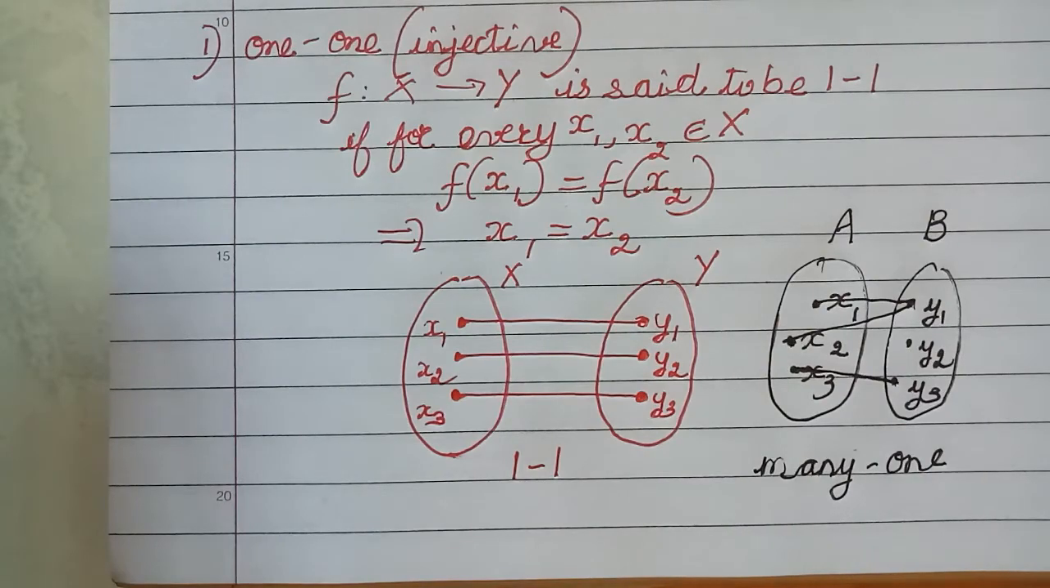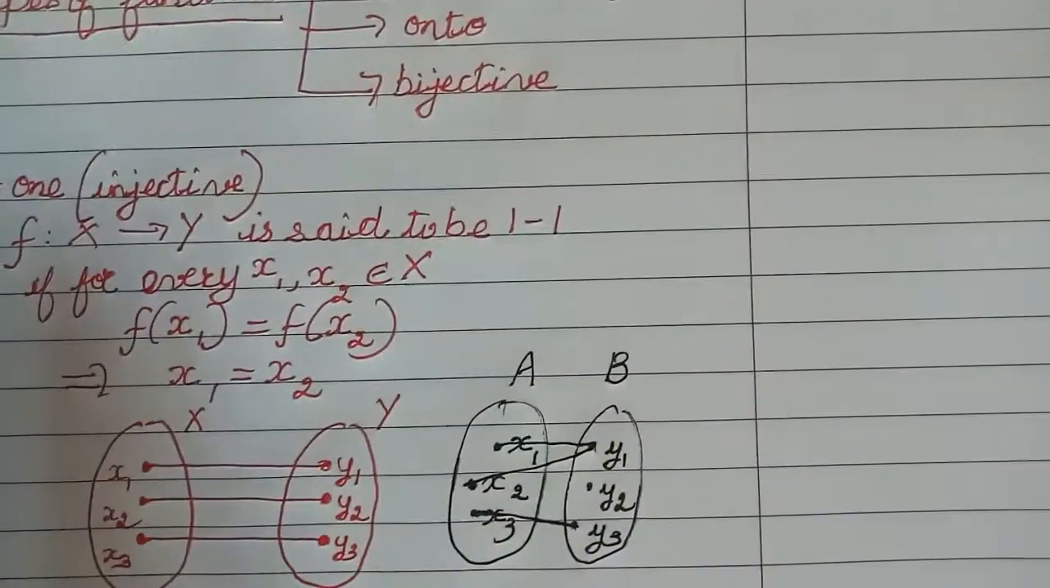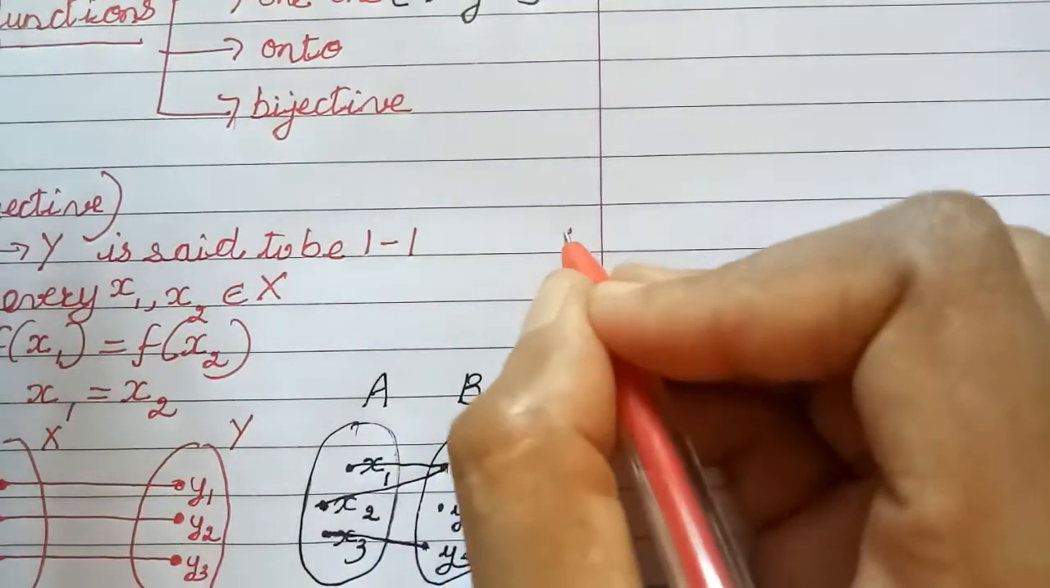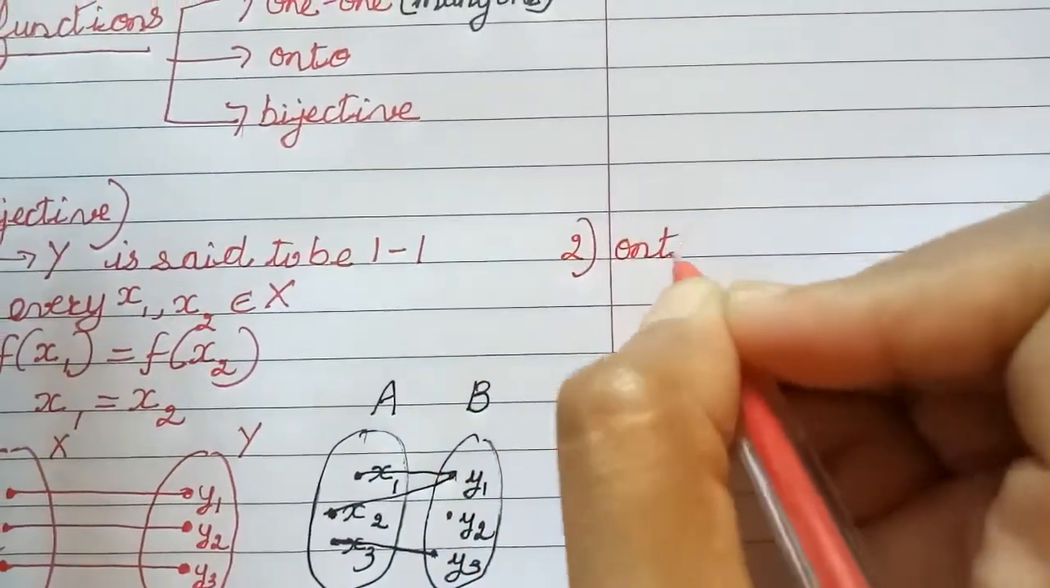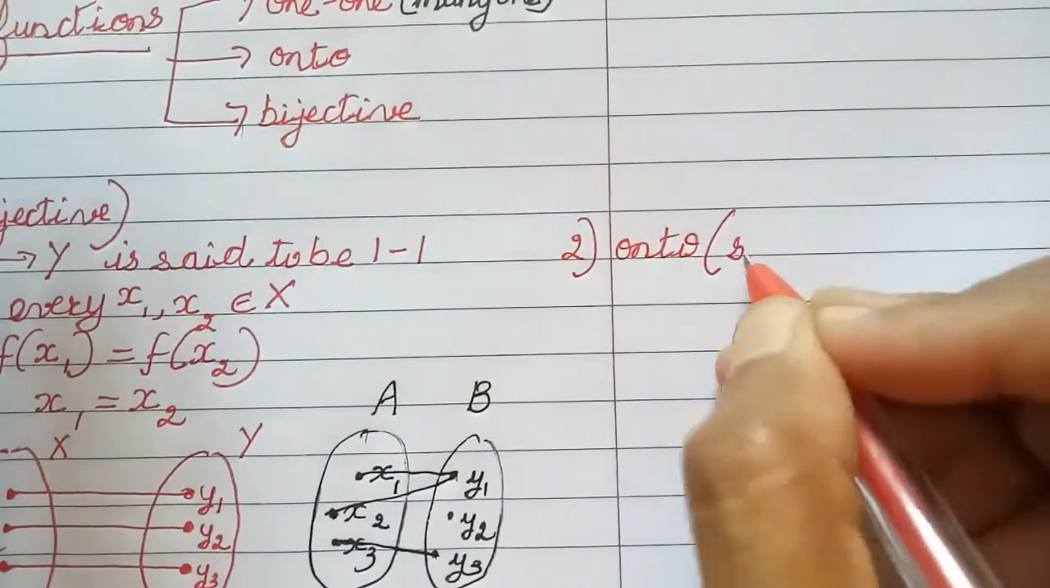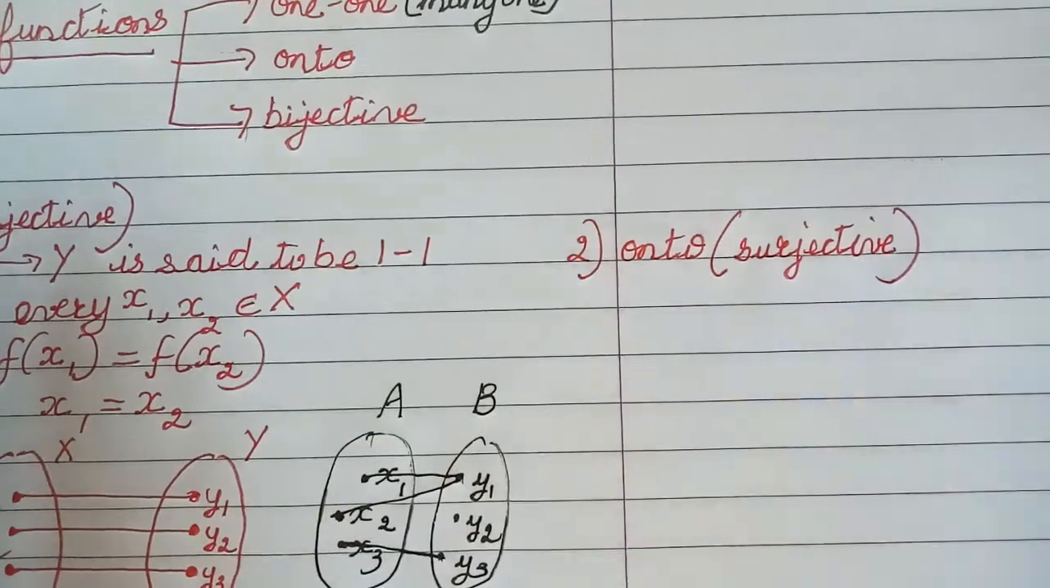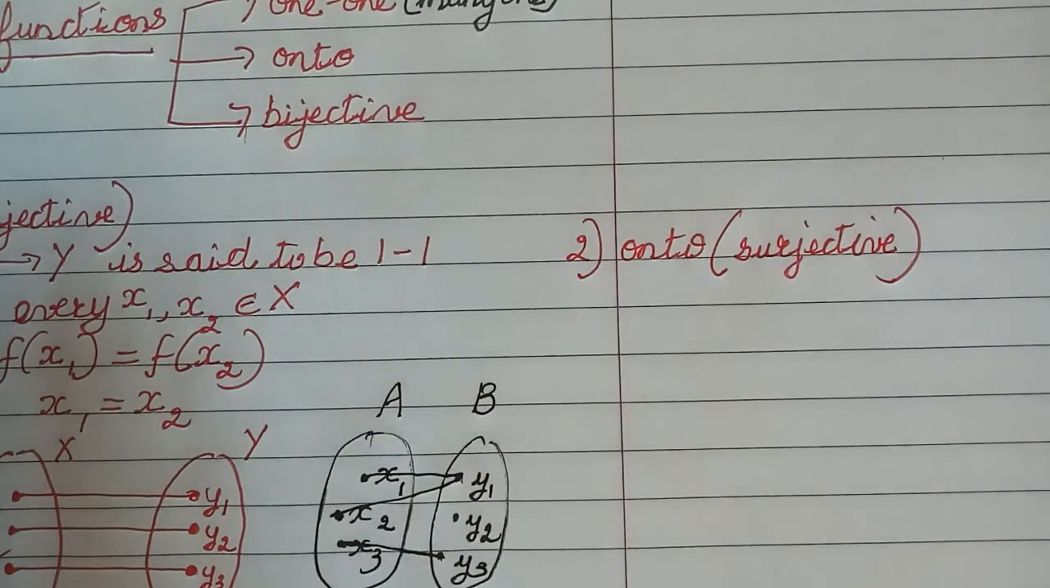Now moving on to the second type of function, that is an onto function. So I'll discuss it here. Second type of function is onto function. It also has another name, surjective. This is also called a surjective function. These are the common terms we are going to use.